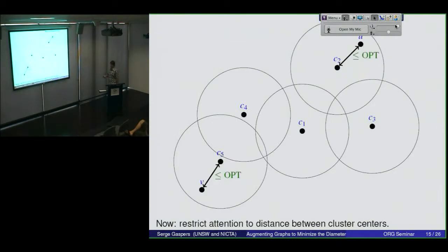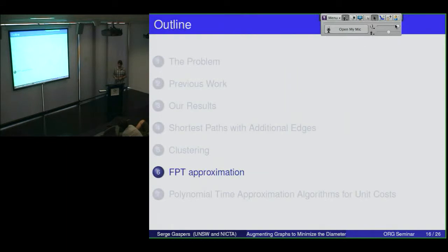So we end up with something like this. We have cluster centers, and we know that from every vertex, we can reach a cluster center with distance at most opt, even adding no edges at all. Now we will restrict our attention to distances between cluster centers. To reach V from U, we go from U to C2, then from C2 to C5, and then from C5 to V. We spend at most opt here, at most opt there, and if we manage to spend at most two times opt between the cluster centers, then we get a four approximation. So that's what I present now.